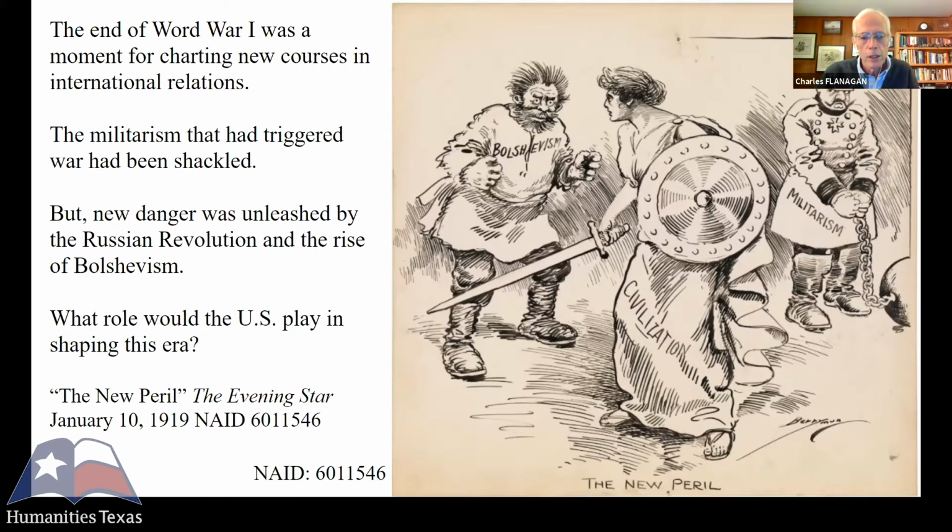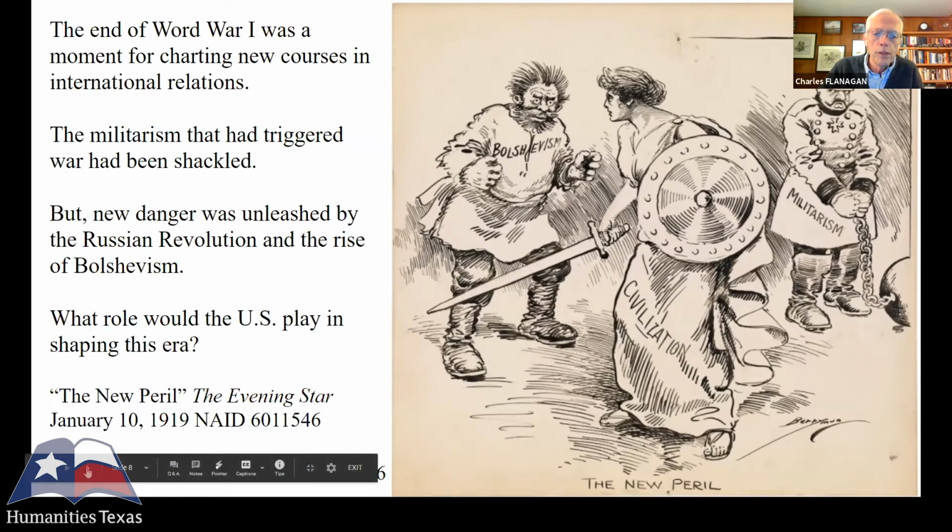As you see in this cartoon, which was published in 1919, the militarism that started World War I has been shackled. But there's a new danger that the Russian Revolution has unleashed, and you see it in that wild picture of Bolshevism. So what role would the US play in this era? Would the US play the role of civilization that you see personified as a woman with a sword and shield? Is that what we would be? This internationalist power kind of policing the world?